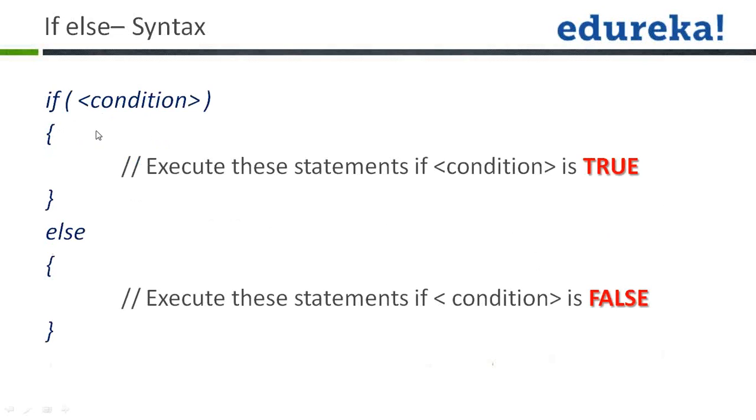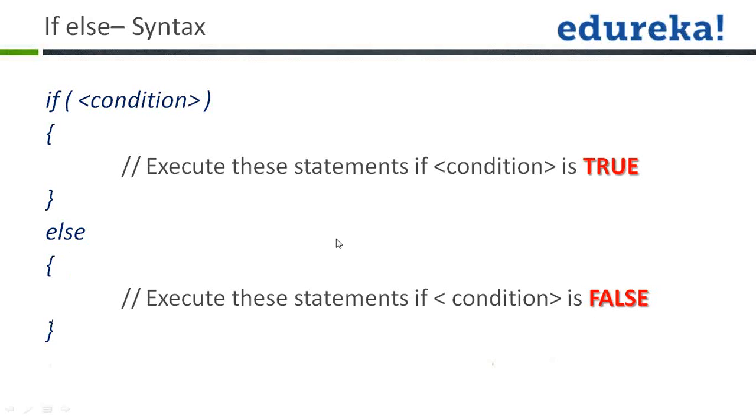Now if you see the else block as well, if it finds that the condition is not true in the if block, it will directly go to the else block and execute these statements when the condition is false. I hope you have understood how it works. If the condition is true, it goes to the if block, executes it, and leaves the else block. If the condition is false, it leaves the if block and directly executes the statements present in the else block.